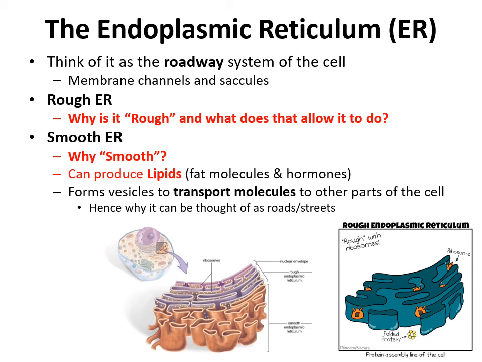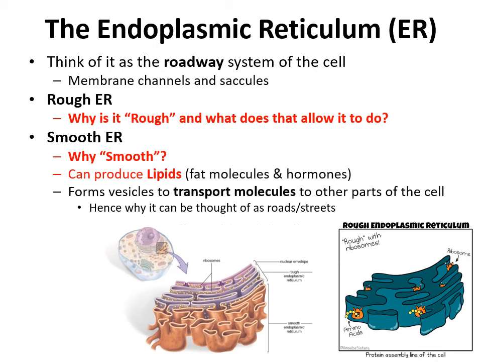It also modifies the proteins, meaning it can add extra element groups to them. For instance, it might phosphorylate them, sticking on a different group. There's also the smooth ER, and it's smooth because it does not have ribosomes on it. When you think smooth, I want you to think waxy, oily, right? Oily, smooth. That's because the smooth ER can produce lipids. So that will help you remember.